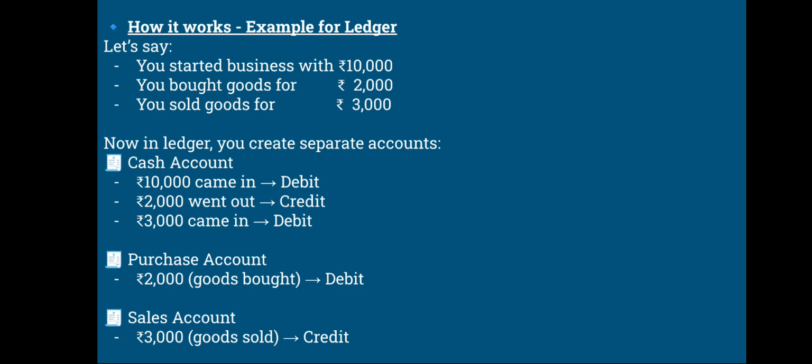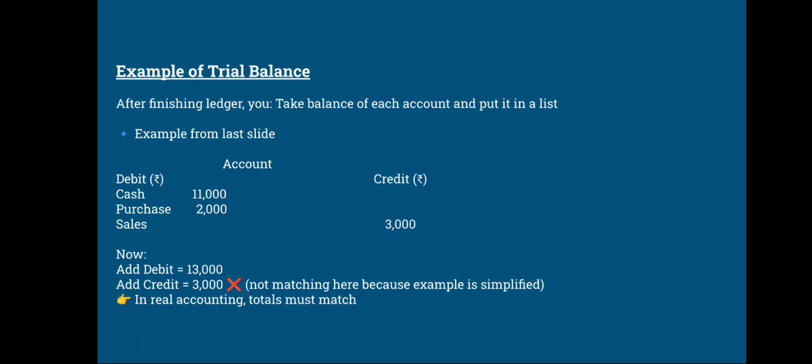Now 2,000, you bought goods for 2,000. You have purchased the goods and you paid out in cash. So cash goes out. That's why cash is credit here. You sold goods for 3,000. 3,000 is coming into the business because you have sold something. So that's why this 3,000 will be debit. So that is how ledger works.